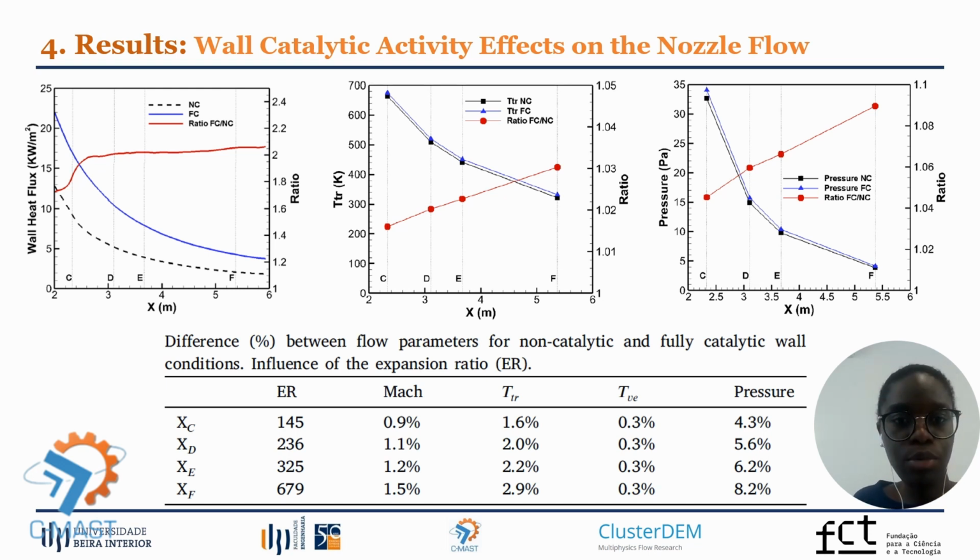So in the table, we can see in more details the relation between expansion ratio and the difference between the flow parameters for fully catalytic and non-catalytic surfaces. Except for the vibroelectronic temperature that freezes inside the nozzle, the difference between the flow properties at the core flow increases with expansion ratio. For example, at the exit of nozzle F, the difference between fully catalytic and non-catalytic results is of 1.5% for Mach number, 2.9% for the transrotational temperature, and 8.2% for the pressure.